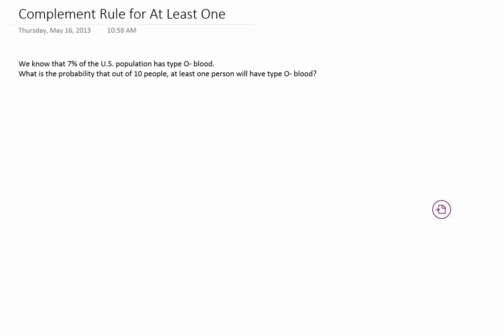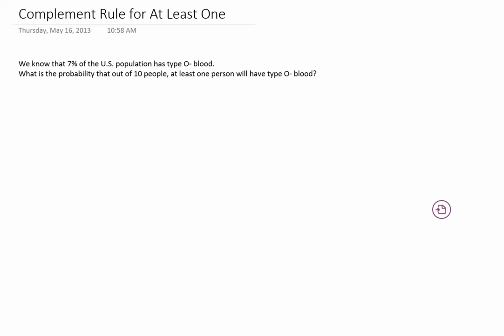So let's do just a short video for, this is in your book, problem 4.35, for the Introduction to the Practice of Statistics book. So it tells us that we know 7% of the U.S. population has type O negative blood, and we want to know what is the probability that out of 10 people, at least one person will have type O blood.